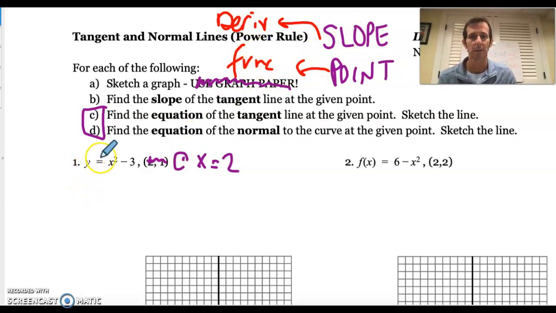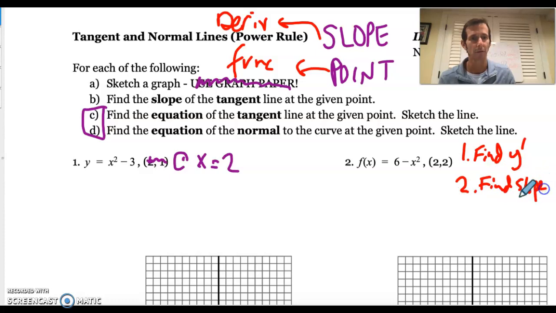So notation is a big deal. And I like the f of x notation a little better, but you're going to sometimes see it with y, sometimes with f of x. So really what you want to do is a few things. One, and the order of these isn't overly critical, but usually the first thing I do is I find the derivative. So find the derivative, which is y prime or f prime of x. 2, find slope. You can't find the slope without the derivative, and that means plug the x number into the derivative.